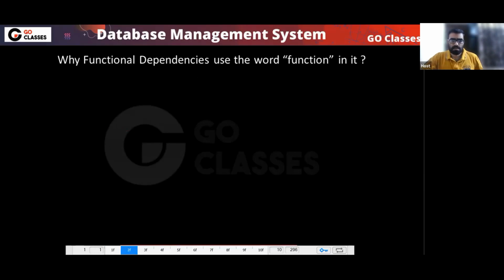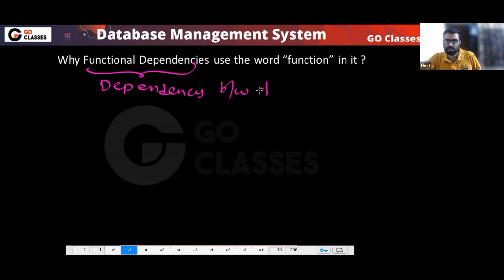So did you think about it? Why do we, okay, I told you that we have dependency between attributes. So what is functional dependency? I told you this is just dependency between attributes. Okay, this is dependency between a set of attributes to a set of attributes.